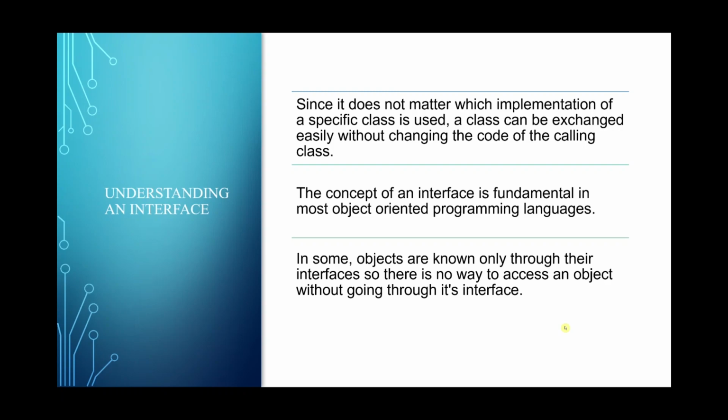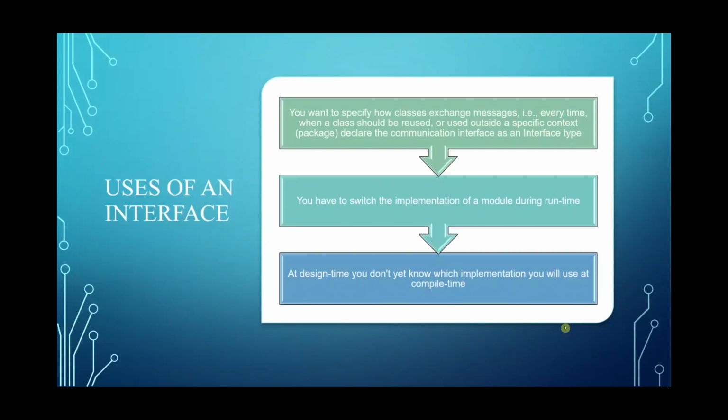The concept of an interface is fundamental in most object-oriented programming languages. In some, objects are known only through their interfaces. So there is no way for you to access an object without going through an interface. Like whistling, again. You know that we have a whistler, and whether it's a person or a parrot, you know that this is a whistler. So you know them only through their behavior. Behavior means interface, right? Their interface, the whistling.